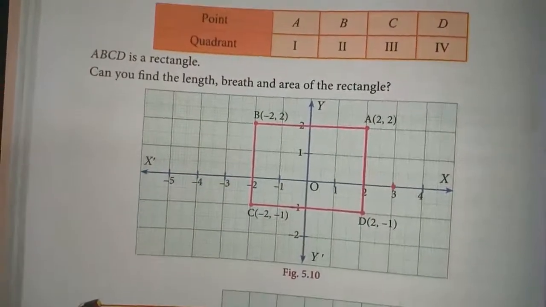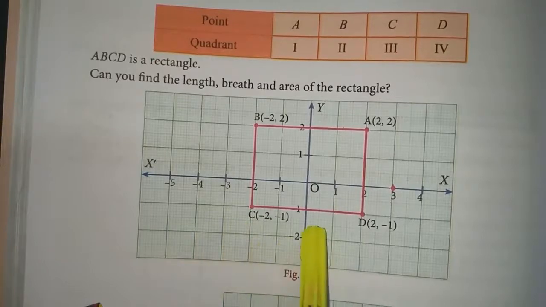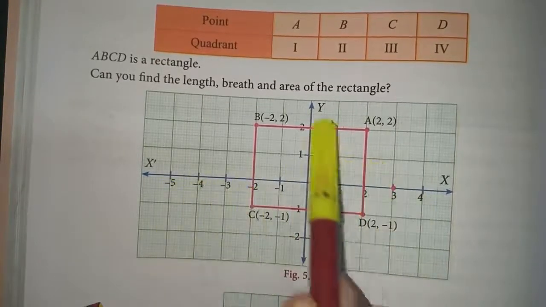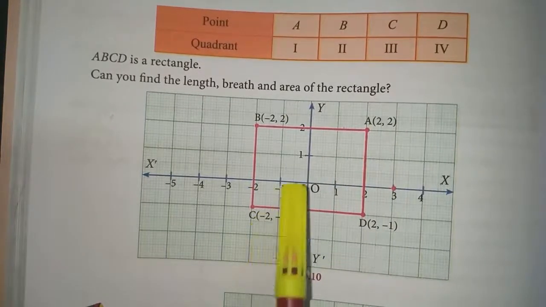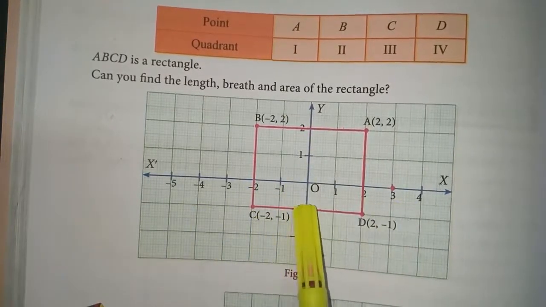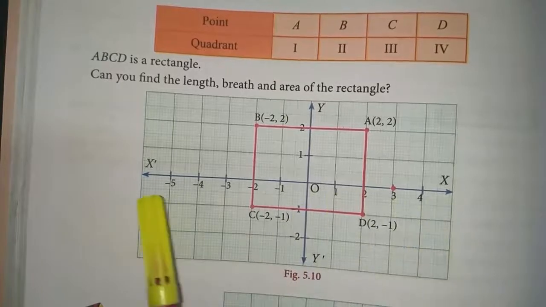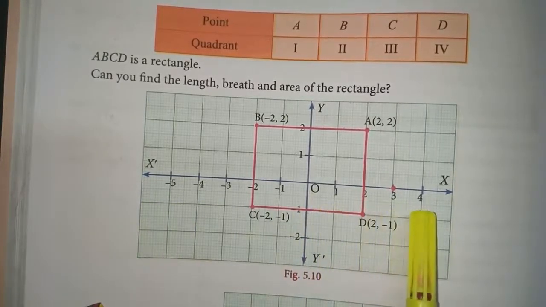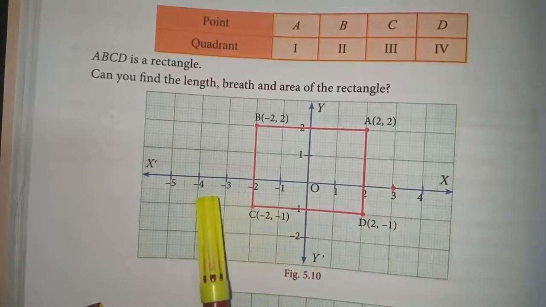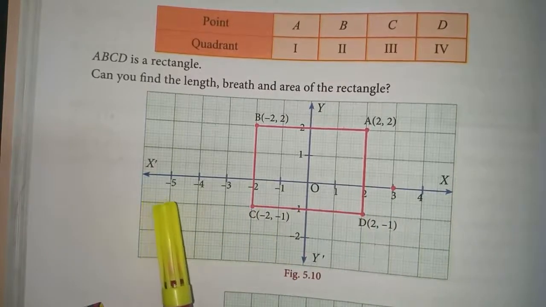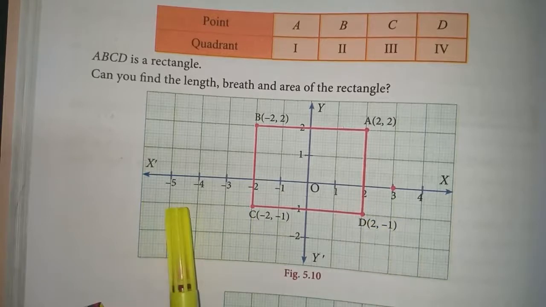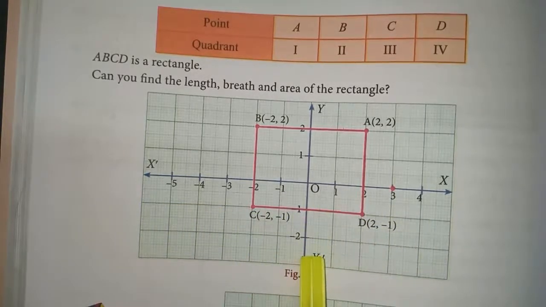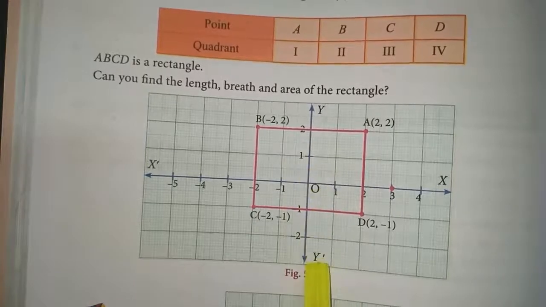Now we just draw the given points on a graph paper. As usual, you just divide the graph paper into x-axis and y-axis. The center is O. Here you have x dash. You just mark the points as 1, 2, 3, 4 and minus 1, minus 2, minus 3, minus 4, minus 5. Positive as well as negative integers in x-axis. Similarly, you have to mark the points at positive and negative integers in y-axis also.